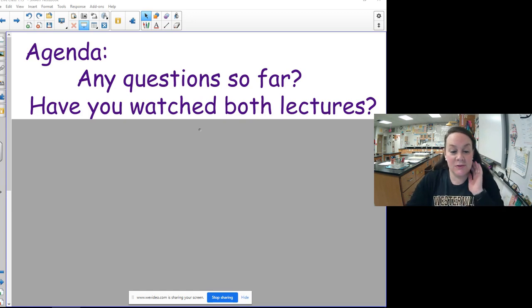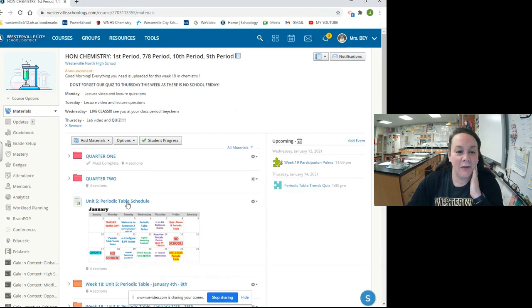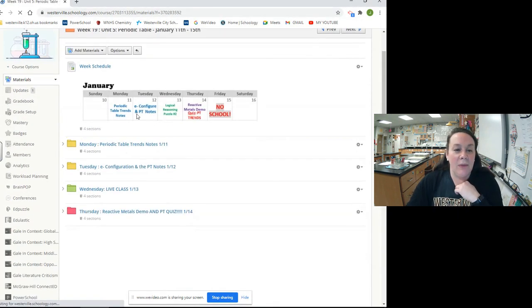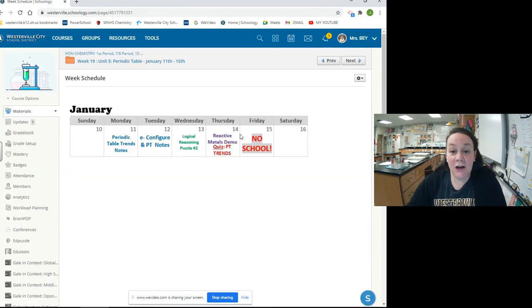The other thing I wanted to point out is that the schedule is a little bit different this week. You're in week 19, and for the schedule, we do not have school on Friday. So the quiz that you guys are going to have is actually going to be tomorrow on Thursday, the 14th. So hopefully we're feeling good with that.